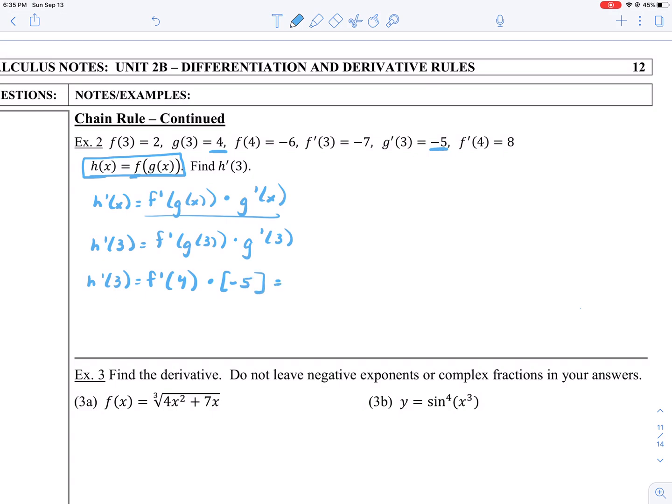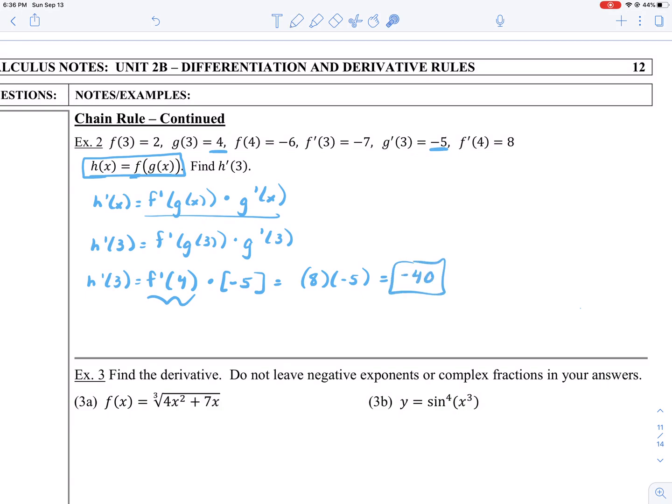Notice how everything is linked, right? So I've got my h prime of 3 labeled. Of course, I'm always going to label. I'm connecting things with equal signs, always. F prime of 4 was 8. So this whole thing gets replaced with 8 times negative 5. So my numerical derivative is negative 40.